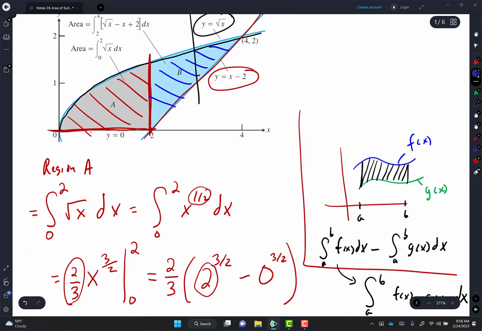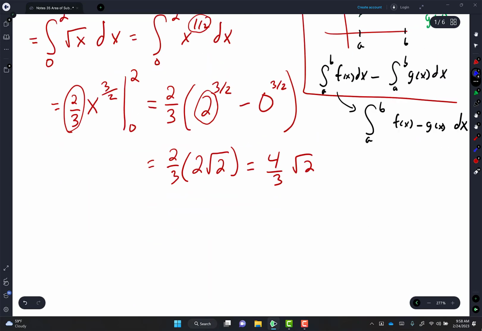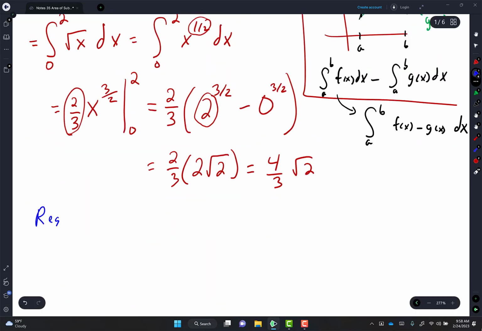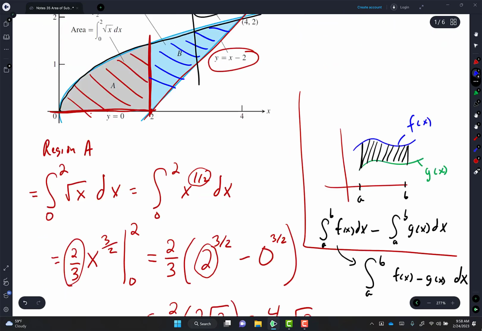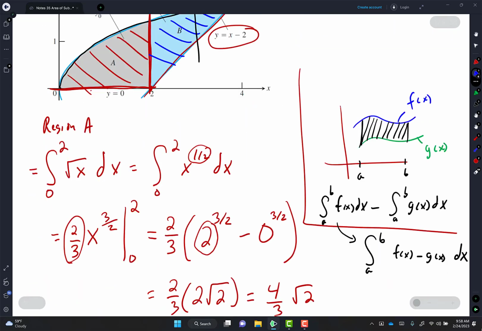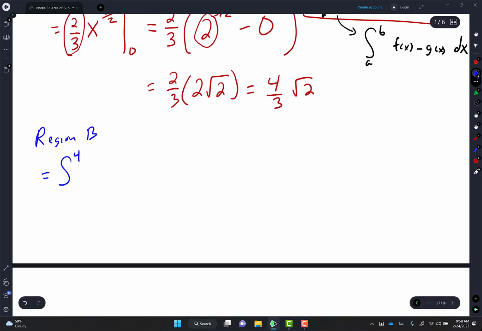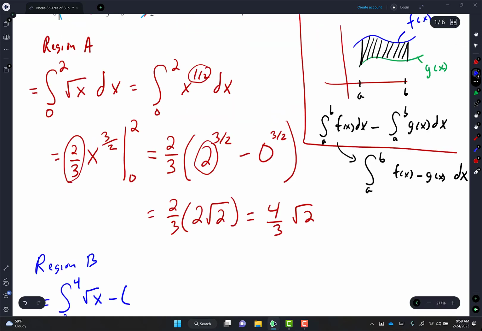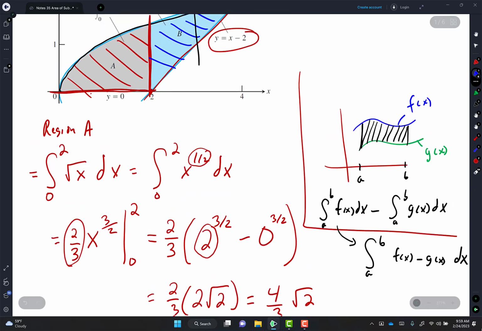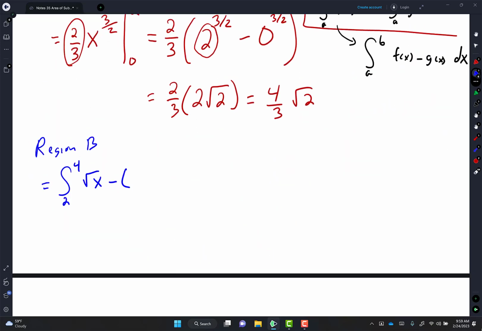I'm in blue. Everything in blue is that region in B. So I think I have enough space down here, so I'm going to put region B. Am I right? Equals integral from 2 all the way to 4. Oh, I wrote 2, but it didn't write it. And then the curve on the top is square root of x minus the curve on the bottom, which is the linear line, x minus 2.